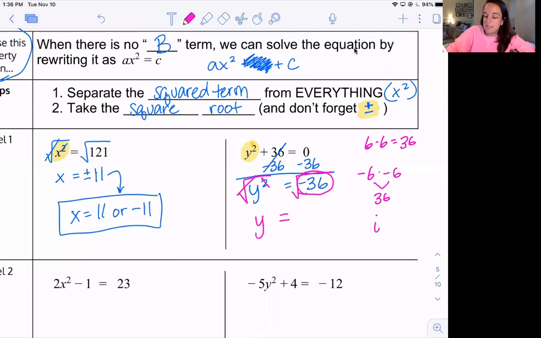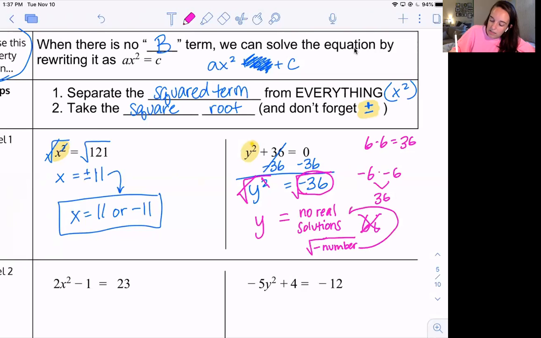No, maybe not. This technically is 6i, but we're not going to worry about that today. What we're going to go ahead and write is no real solutions. If we see the square root of a negative number, the square root of a negative number is always going to give us no real solutions as our answer.